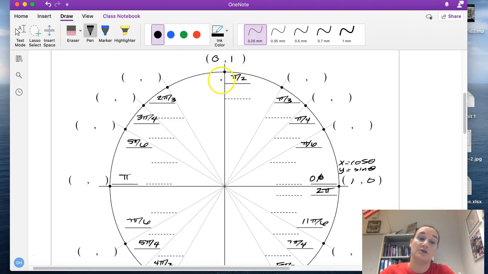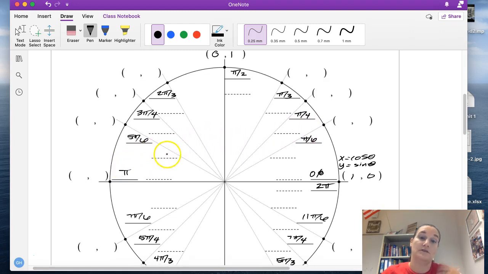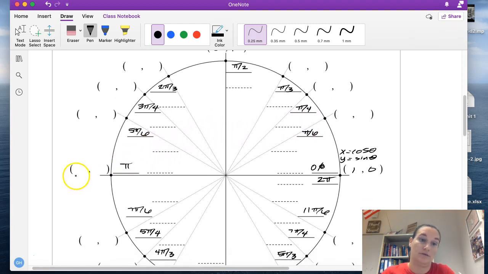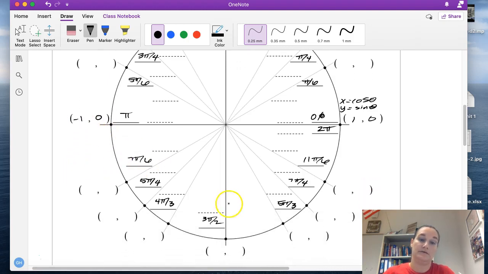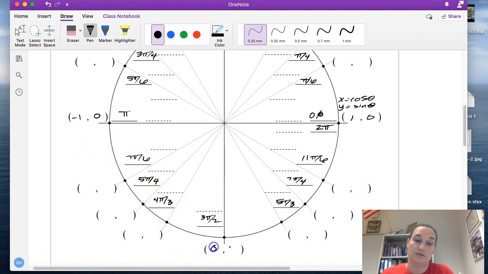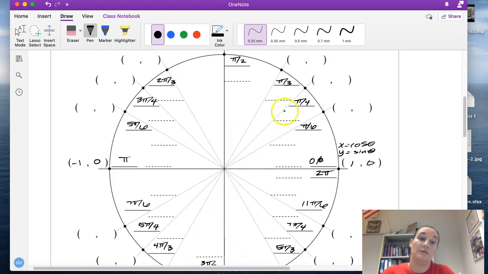You really need to know the zeros and ones as far as pi over 2 and pi. You should know those so you don't have to figure them out. The coordinates of this point are (-1, 0). So the cosine of pi is negative 1. The sine of pi is 0. And then 3 pi over 2 is (0, -1). So those are important ones to know.